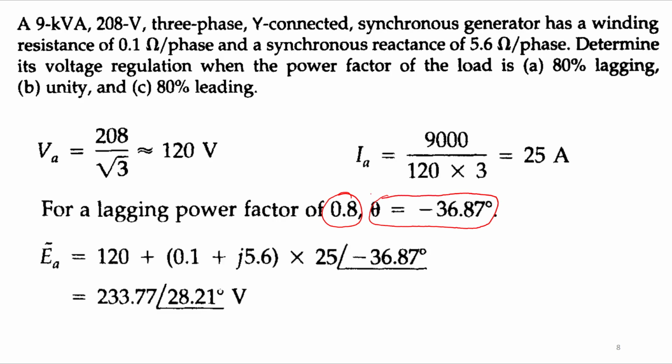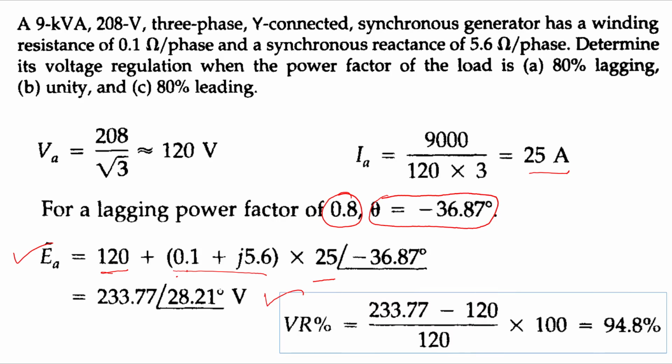Now your induced EMF will be 120, that is the terminal voltage, plus RA plus JXS into the current. Current is 25 ampere, lagging by minus 36.87, because we are considering here VA, the terminal voltage, as the phase reference phasor. So now I got EA as 233.77 at a phase angle of 28.21. Now we can find the voltage regulation. It is 94.8%.